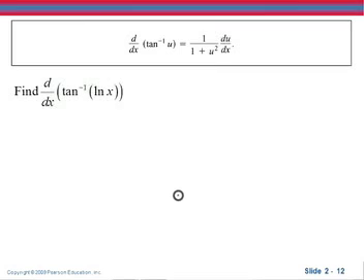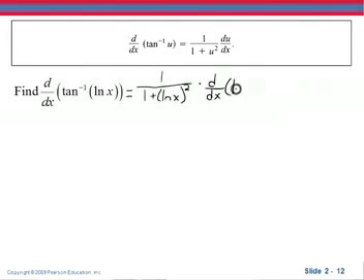There's also a formula for the derivative of the inverse tangent of u, that is 1 divided by 1 plus u squared times du dx. So if I want to find the derivative with respect to x of inverse tangent natural log of x, I will apply this formula, and that will give me 1 divided by 1 plus, since my u is natural log of x, natural log of x squared in parentheses, and then I'll have to multiply by the derivative with respect to x of natural log of x.